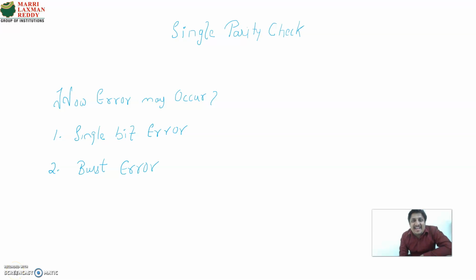In today's session, we will be dealing with single parity check, which is one of the methods of finding or detecting an error in a given data frame, which is to be sent from sender to receiver. So how does the error occur whenever the data frame is to be sent? The first one is the single bit error. The single bit error occurs whenever there is a change of one bit in a given data frame.